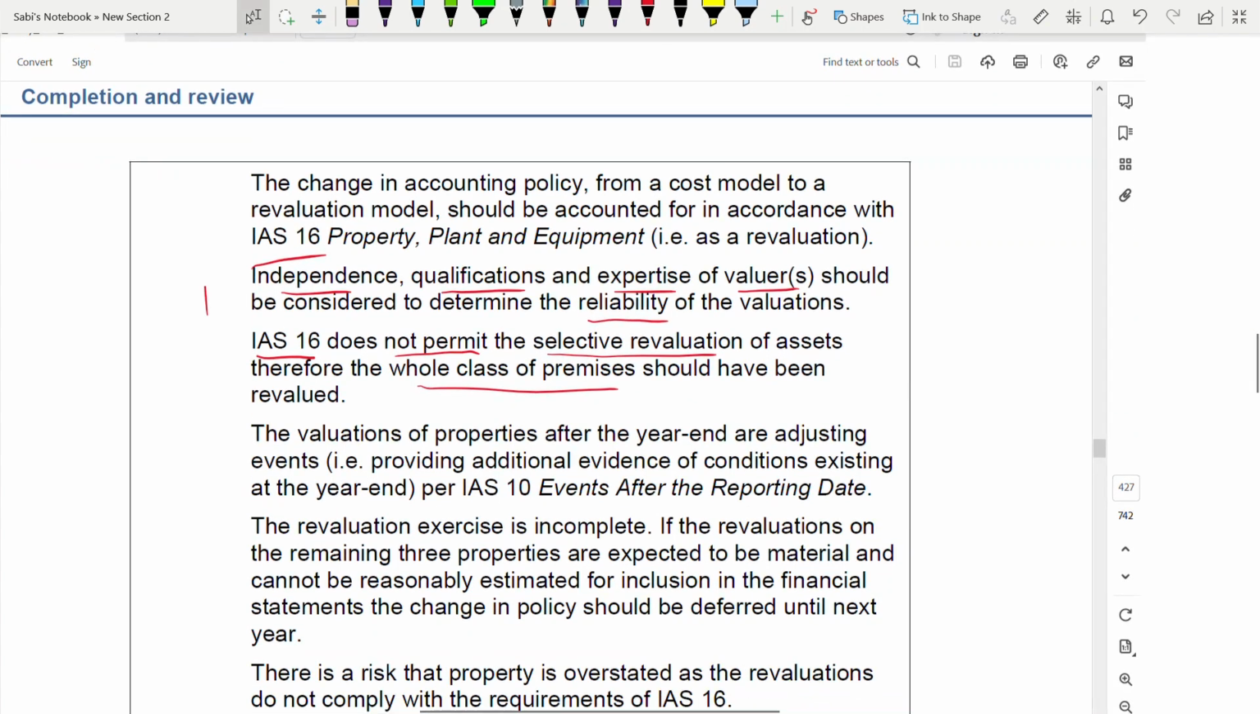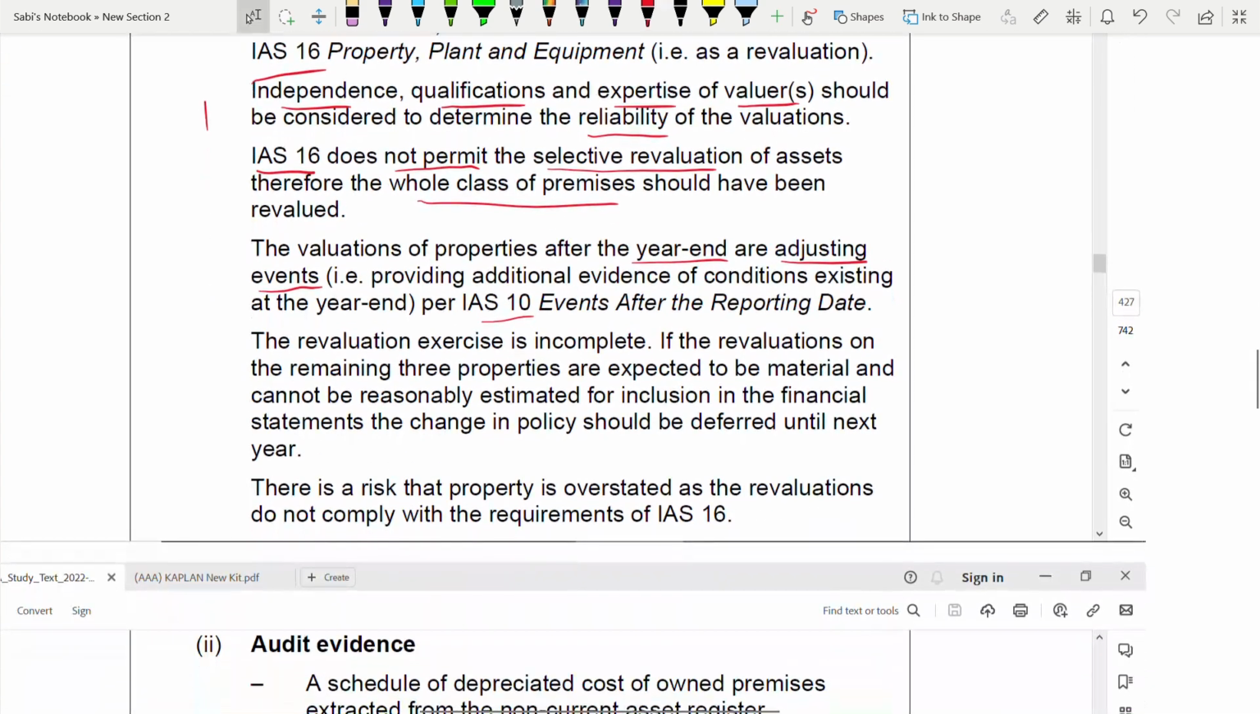And IAS 10 also comes in even after the reporting date. So any valuation of property after the year end is an adjusting event, remember, according to IAS 10. Why adjusting? Because before the year end, the condition existed that these properties were there. Valuation could have gone up and down. Those properties were there. That's why it's an adjusting event. But in this case, this revaluation exercise is incomplete because 3 properties they have not revalued yet.